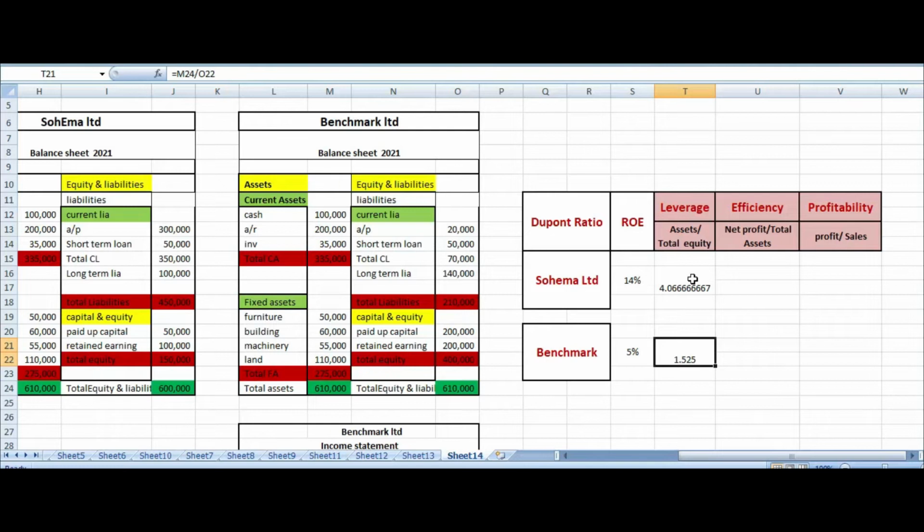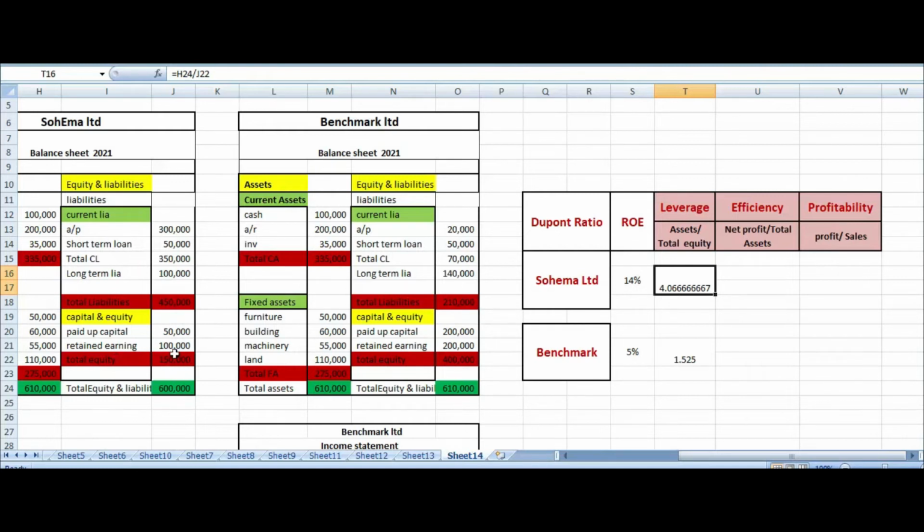That means the cost of creditors is less than the cost of owners. So the cost of liability is less than the cost of equity. That's why the benchmark has less return on equity than Soima Limited. Because the benchmark has purchased its assets by getting maximum equity from its owners, and Soima Limited has taken a minimum amount from owners.